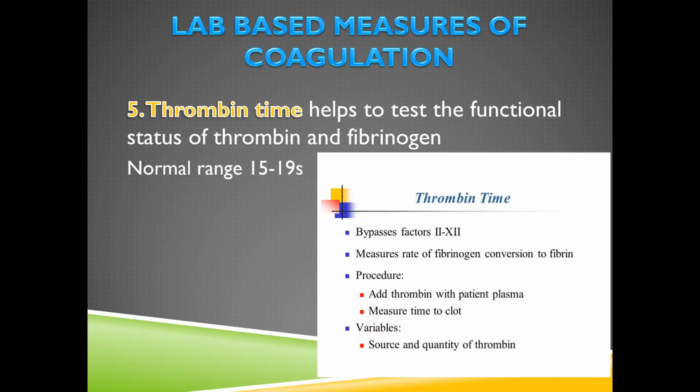So thrombin time bypasses factor 12 and measures the rate of fibrinogen conversion to fibrin. Procedure: add thrombin to the patient plasma and measure the time to clot. Variables are the source and quantity of thrombin. So nowadays we use anticoagulants which are called direct thrombin inhibitors, newer oral anticoagulation agents. So whenever you use the drug, only this test will be able to tell you the efficacy or the effect of the drug.